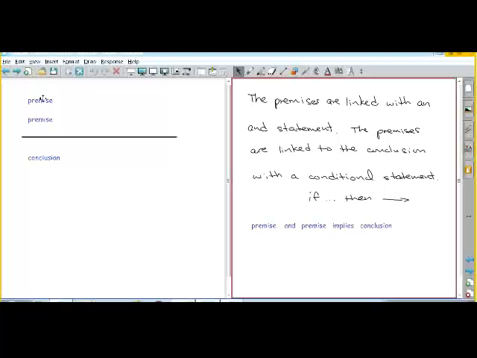So the two premises are connected by an and statement. The premise can include an if-then part, so sometimes they're just statements, sometimes one's a conditional and one's a statement. And then you connect the premises to the conclusion using an if-then statement.